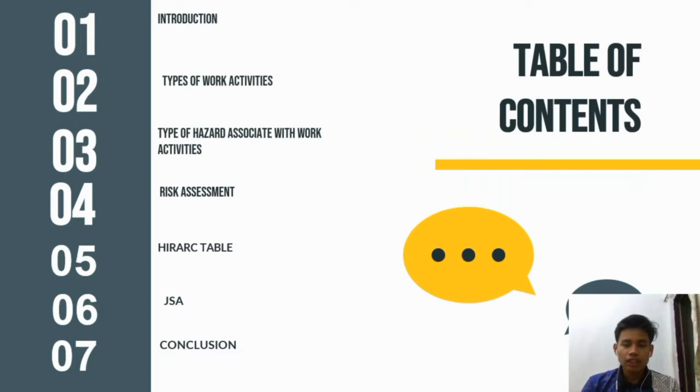As the table of contents shows, we have the introduction, type of work activities, type of hazard associated with work activities, risk assessment, highlight table, GSA, and the conclusion.